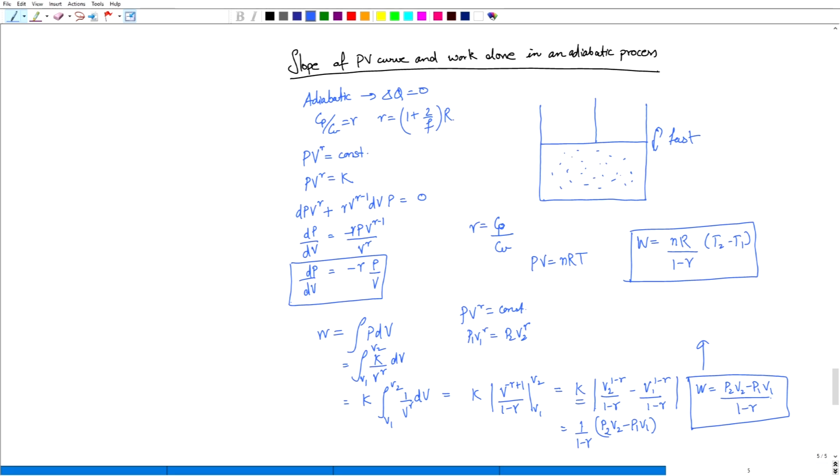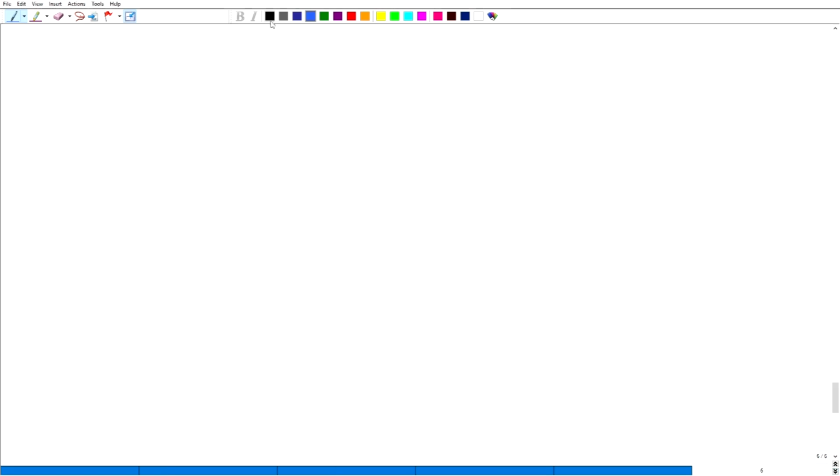Now look at the other two simple processes, that are isochoric and isobaric process. So for isochoric process, V is constant, which means that P is directly proportional to T.